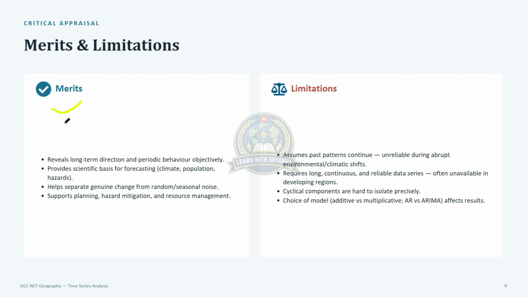Merits and limitations. Merits: reveals long-term direction and periodic behavior, objectivity, provides scientific basis for forecasting climate, population and hazards, helps separate genuine change from random and seasonal noise, supports planning, hazard mitigation and resource management. Limitations: assumes past patterns continue, unreliable during abrupt environmental or climate shifts, requires long, continuous and reliable data series, often unavailable in developing regions. Cyclical components are hard to isolate precisely. Choice of model, additive versus multiplicative, AR versus ARIMA, affects results.